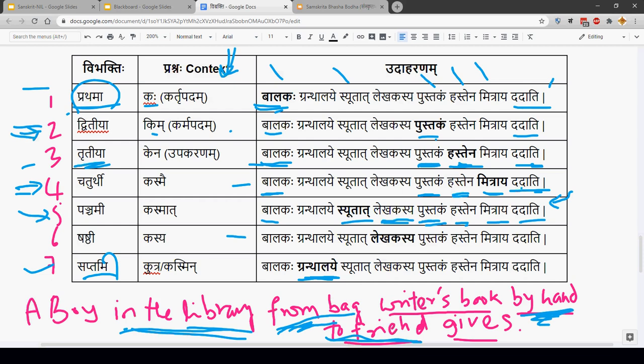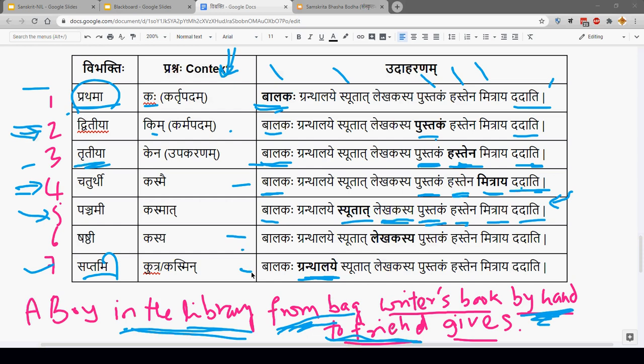Lekhaka base word, and the sixth case ending we are already familiar with: Lekhakasya, Ramasya, Balakasya, like that. So here it is Lekhakasya. Lekhakasya Pustakam Hastena Mitraya Dadati. Now the last is Balakaha Granthalaye Syutat Lekhakasya Pustakam Hastena Mitraya.